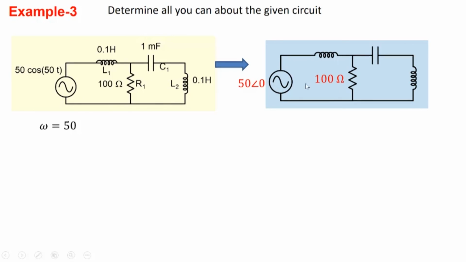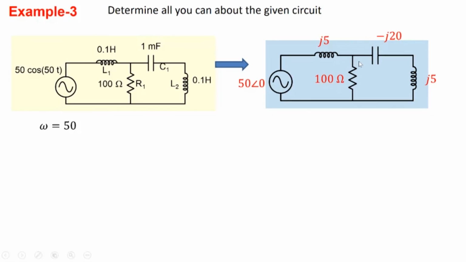A resistor stays as a resistor, so that's straightforward. Now we replace the inductor. Inductor is j omega L. We know omega, we know L, so that's J5. Both of them are the same, so J5 here. Capacitor is minus J by omega C. So omega is there, C is there, so we can replace the capacitor with minus J20. So that's the phasor circuit for the problem that is given here.